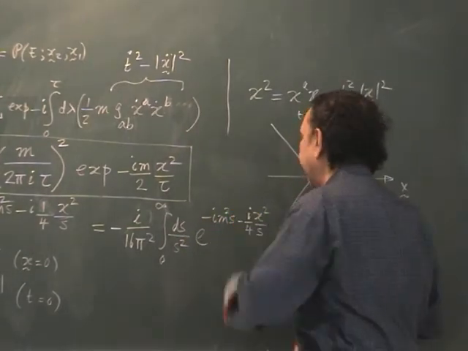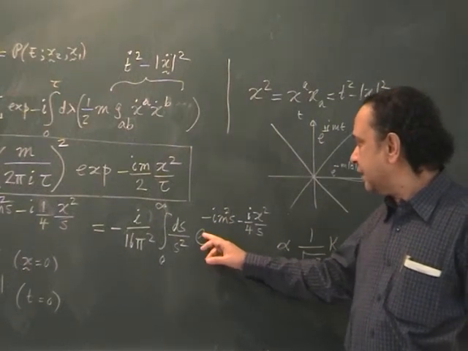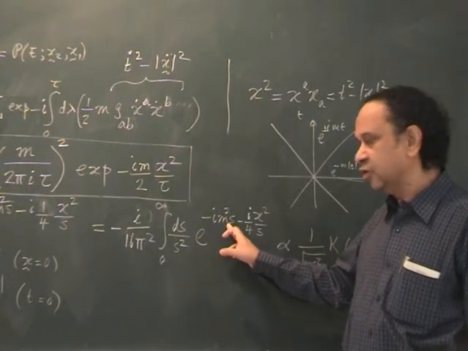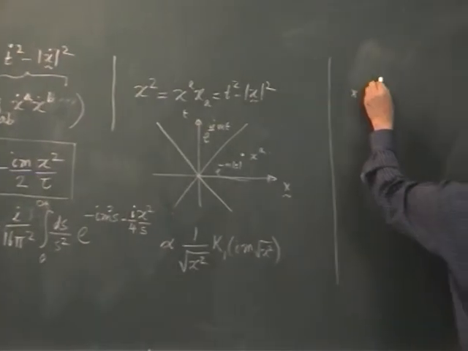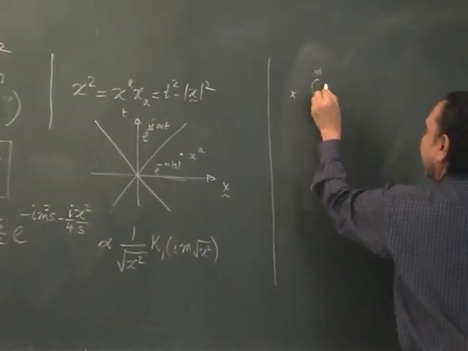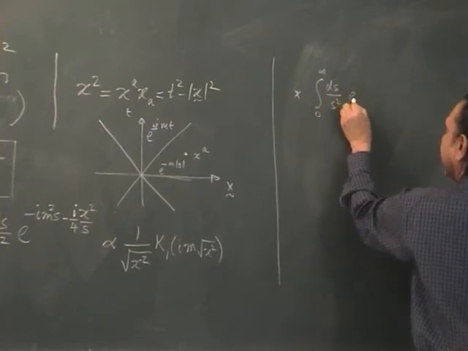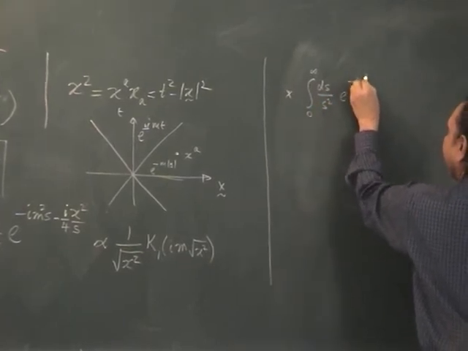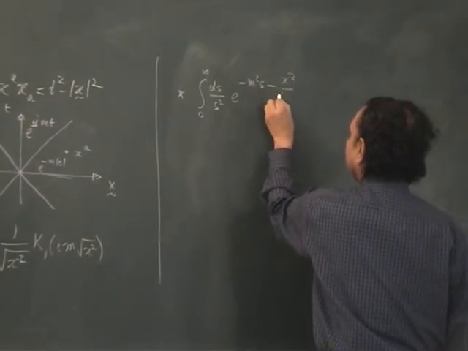These i factors are not there. So what you are looking at is an integral of the following form: the integral from 0 to infinity of ds upon s squared, e to the minus m squared s minus x squared by 4s.